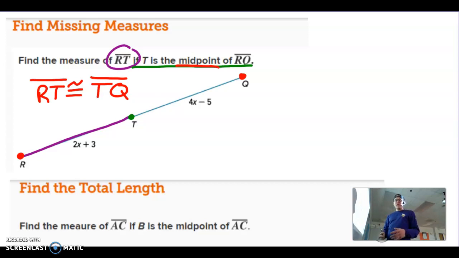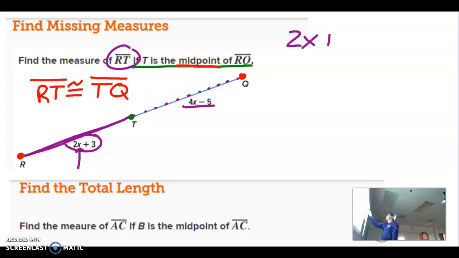So the equation that you need to set up, because we're not going to find RT, we are not going to find this segment until we find x. The equation that we're going to set up to find x is saying that we're going to take this 2x plus 3, and I know that it is the same length as this 4x minus 5. So I'm going to say 2x plus 3 equals 4x minus 5. What's happening here is that there's two parts of a line that are equal to the entire RQ. There's two smaller segments, R to T, that is equal to T to Q. So this is your part.